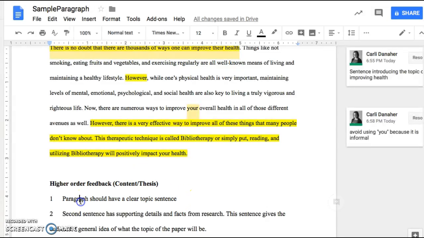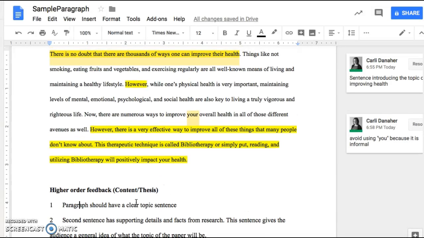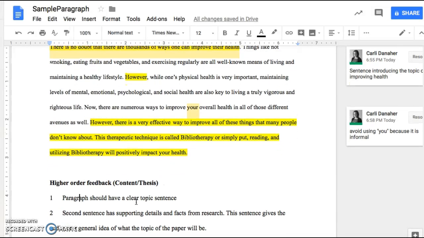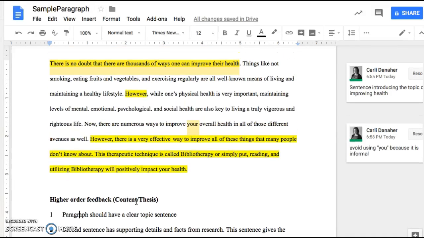So number one listed under higher order feedback, which just means that when you are revising your paper, you should be focused mostly on your content and whether or not you have a strong thesis statement and if everything in your paragraph matches up to your thesis statement. So first thing that you should have is a clear topic sentence.